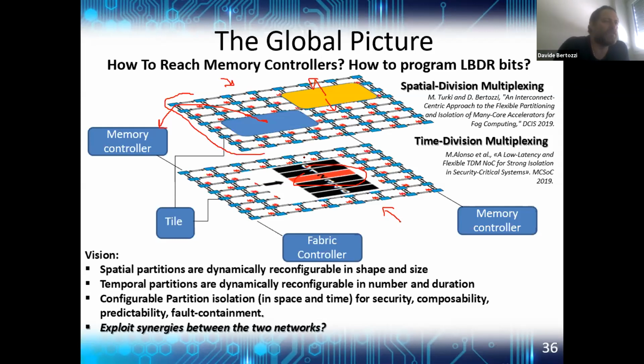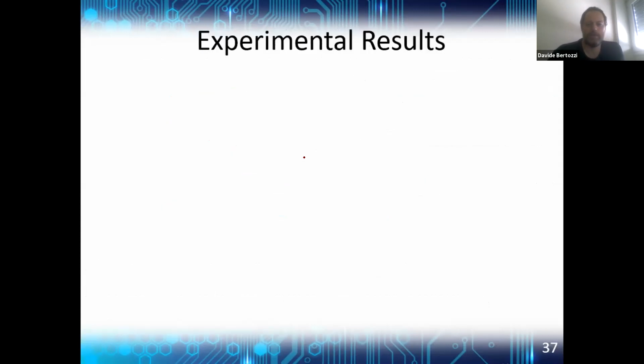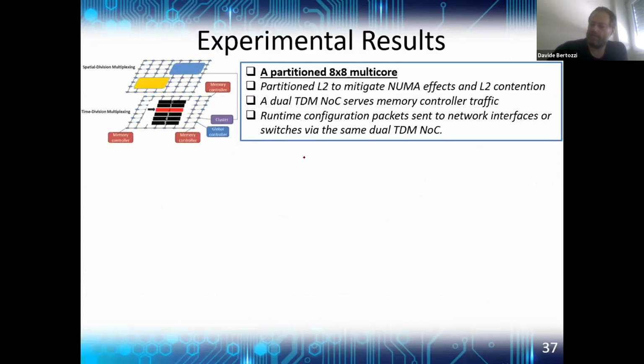You could also think of exploiting synergies between the two networks. For instance, when LBDR bails out in the top layer, you may use the TDM NoC as an escape path. But okay, these are wild and crazy ideas that are coming. Some experimental results, because it's time to converge.